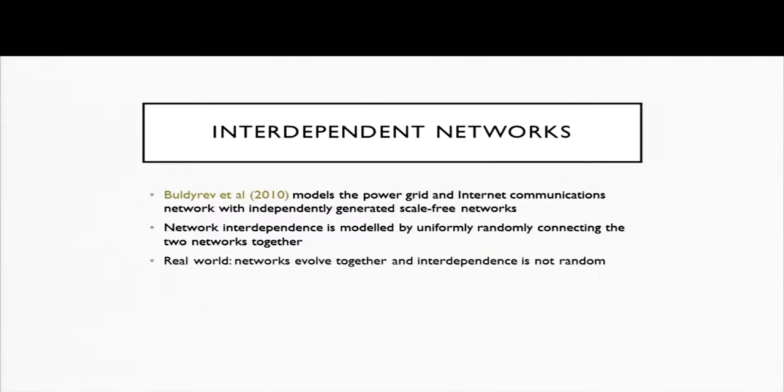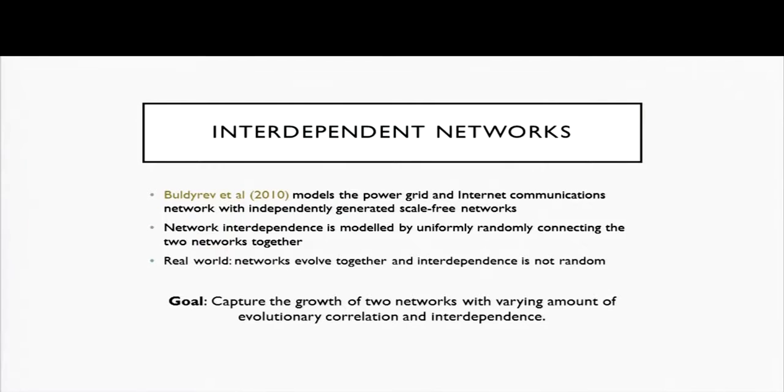So instead, our goal here was to try to find a way to model two networks that grow sort of together with varying amounts of correlation. And we like to term this evolutionary correlation, because as these networks evolve, they sort of grow off of each other and respond to how the other network is behaving. Let me present our model.